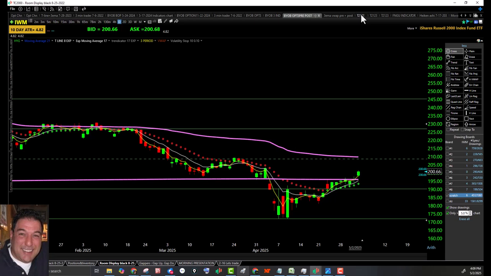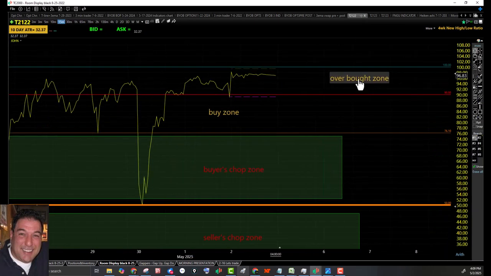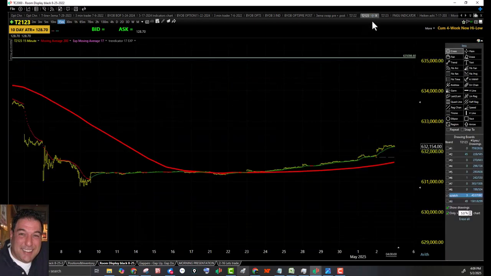Let's take a look at a few technicals. T2122. Well, we spent the day in the overbought zone, darn near the high of the overbought zone. Nice work for the bulls today. Little rip down and then back up on the second here. Came into the buy zone for a micro minute and then back up to the overbought zone and just chomped away there all day. All right, nice work.